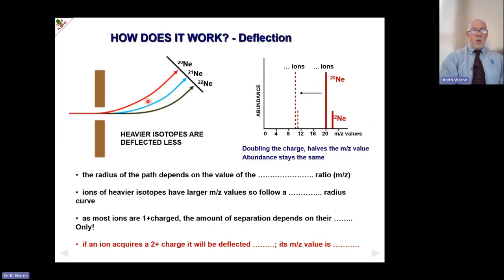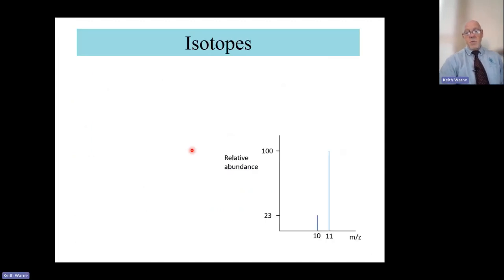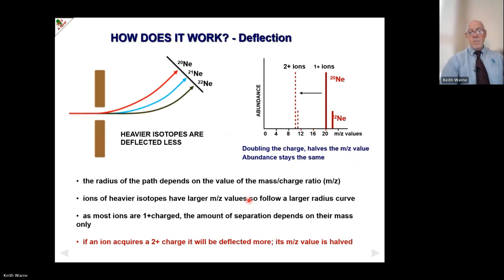You can see as the particles come out, a bit more detail about the analysis. You can see the different weight particles. So 20, 21, and 22 would come out of slightly different places. Heavier particles will be deflected less. And then you see here it says that the radius of the path depends on the mass to charge ratio. So obviously over here in the graph, you can see you've got a split of the two different mass ions.